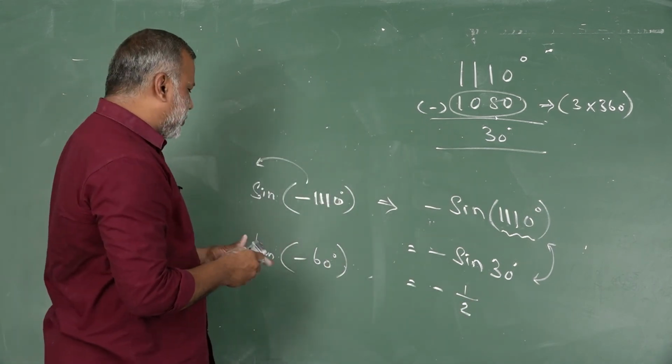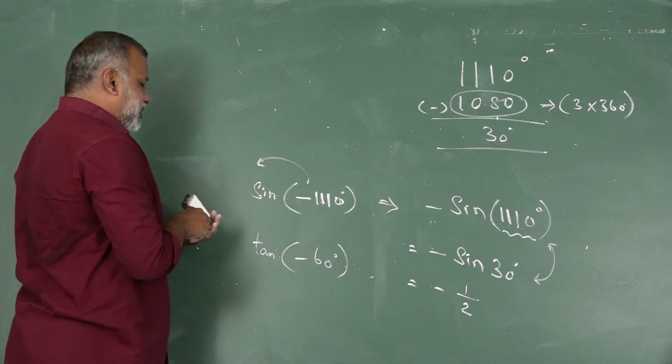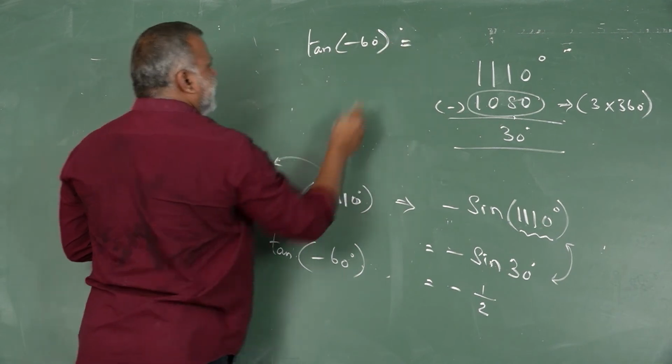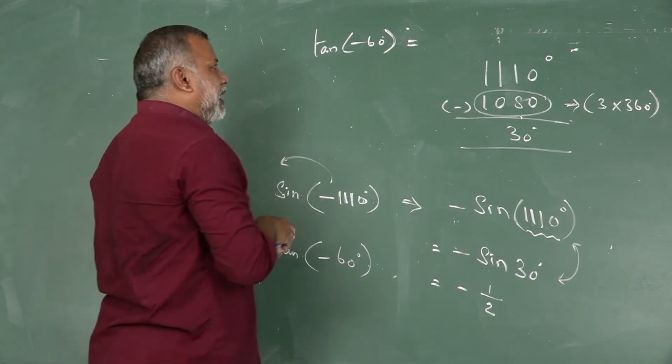See the last one, tan of minus 60 degrees. See here, tan also emits the negative.